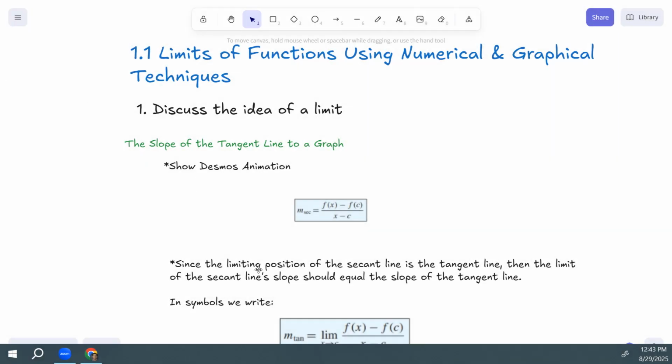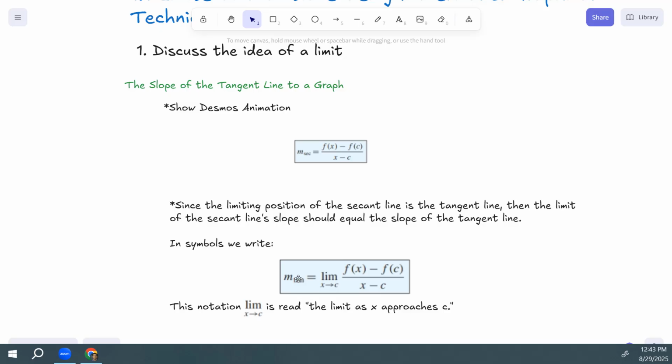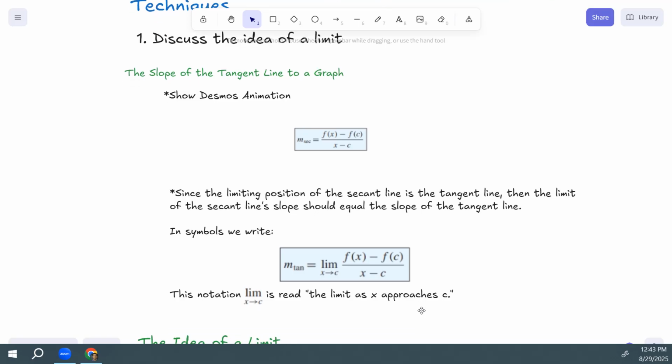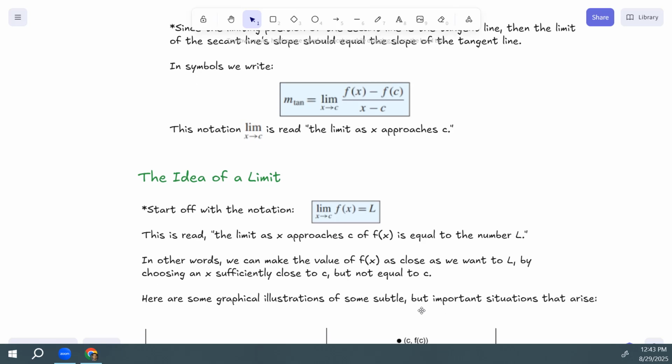So we're back here on this page, and the slope of the secant line, remember, is just change in y over change in x. This is just in function notation. Now, since the limiting position of the secant line is the tangent line, then the limit of the secant line's slope should equal the slope of the tangent line. And this is what we would write in symbols here. The limit, as x approaches c, is read the limit as x approaches c. So with that being said, let's talk a little bit more deeply about what the idea of a limit is.